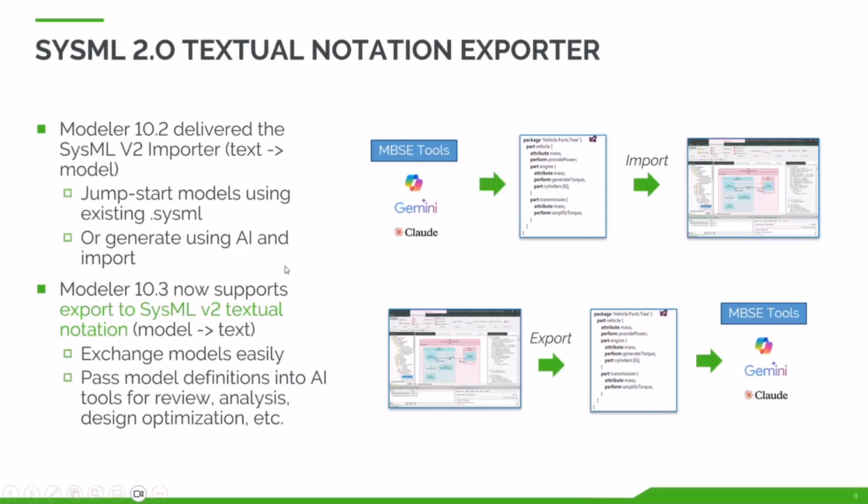So this is really powerful, and it complements the last release where we had an importer. So we're able to take a .sysml file, import it into Modeler, and it will automatically create a compliant SysML2 model based on that textual definition. Again, these can be generated from AI tools, from other MBSE tools, and then ingested into Modeler.